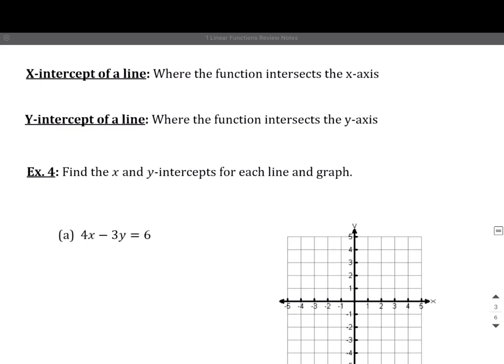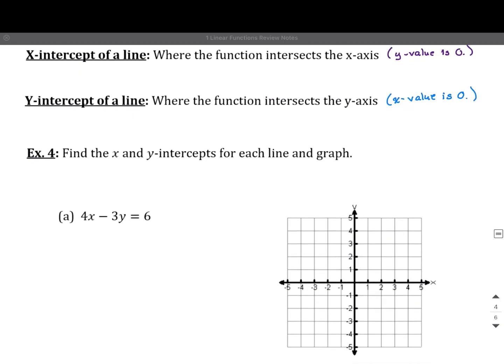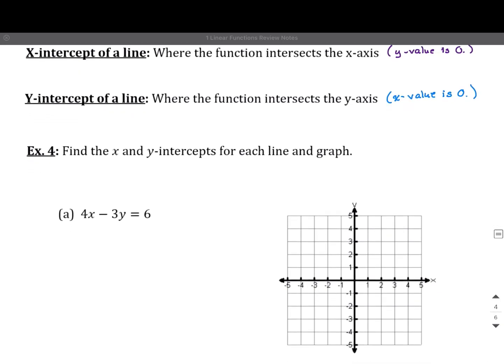Okay, we mentioned these terms before. The x-intercept of a line, that's where the function intersects the x-axis. But not only that, anywhere on the x-axis, the y value is 0. And when you're looking at a y-intercept of a line, that's where the function or the line intersects the y-axis, which means that the x value is 0. Okay, and that's going to be important, because now what I want to do is find the x and y intercepts for each of these lines, and then I'm going to graph the line.